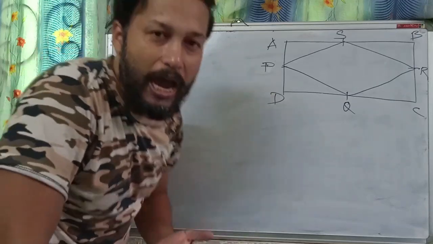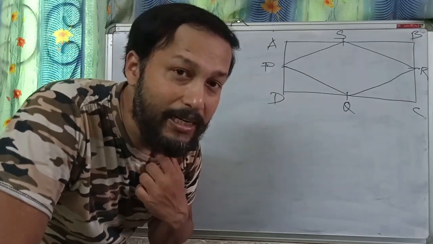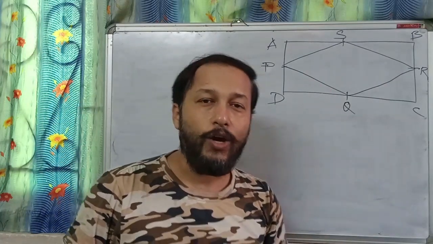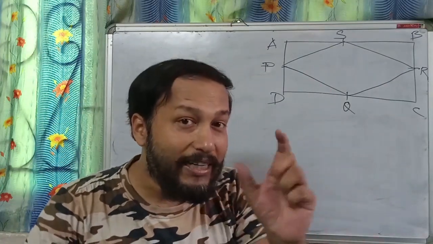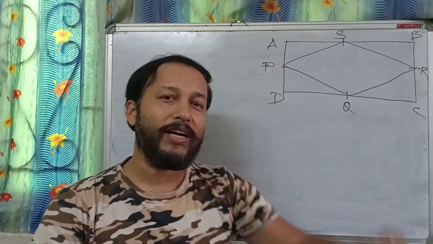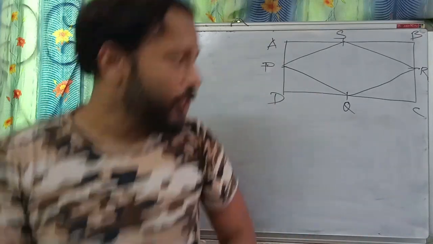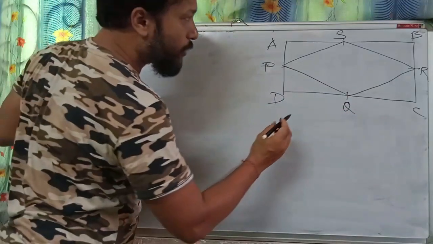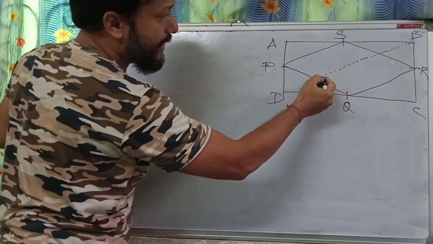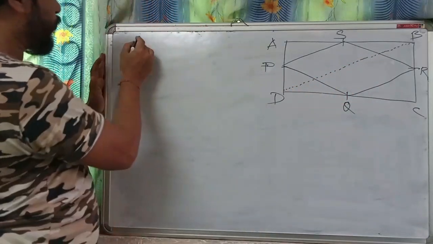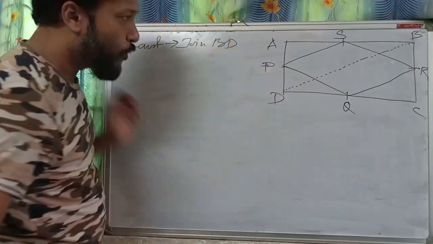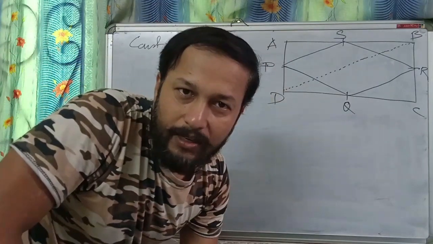But before that, I have to draw something extra. This figure is not enough to show that this is a rhombus. What is that extra drawing called? Correct, construction. So we have to construct extra things. The construction is to join BD. BD we are joining.